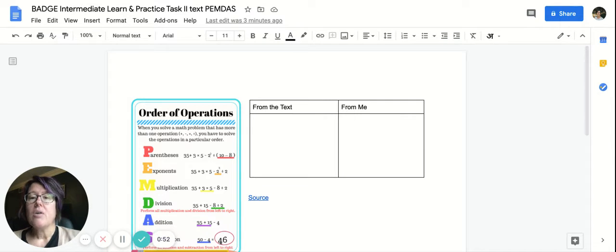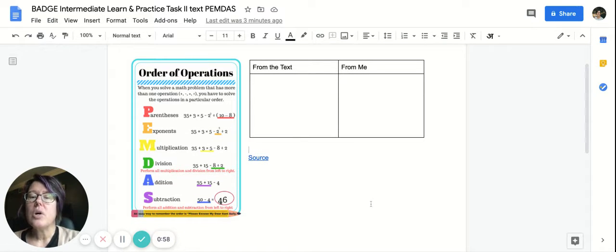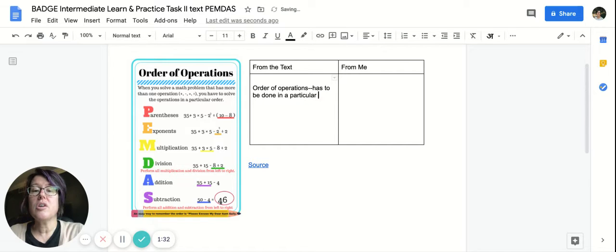What I'm looking at now is an order of operations chart. And so I'm going to be putting information in my DEO that I am getting from this chart. So I want to make sure I remember that this is the order of operations. So it says, when you solve a math problem that has more than one operation, plus, minus, multiplication, division, you have to solve the operation in a particular order. So I'm going to type down has to be done in a particular order.